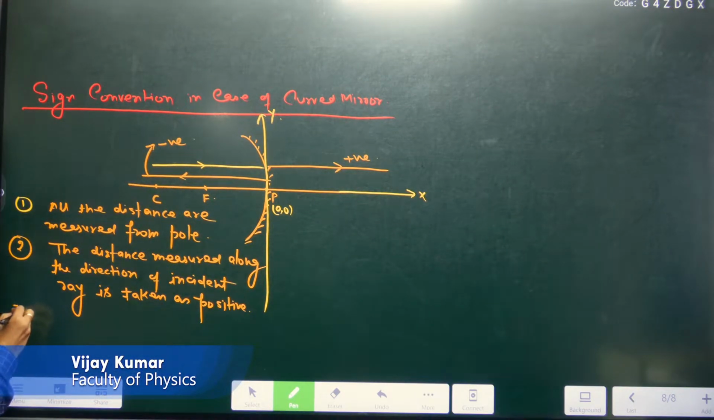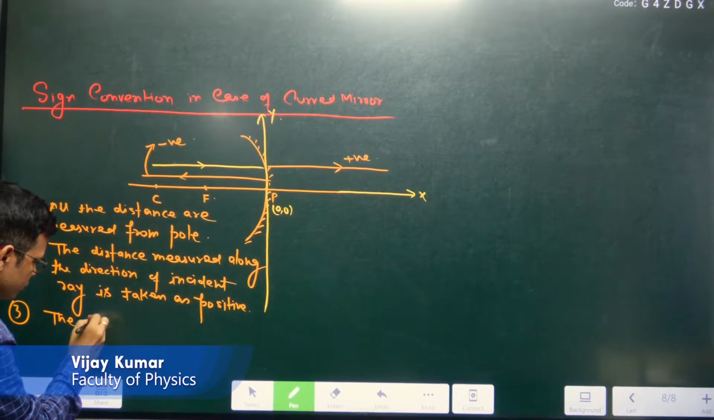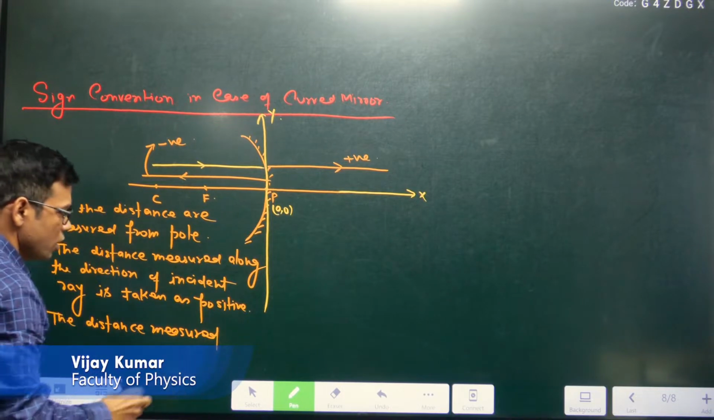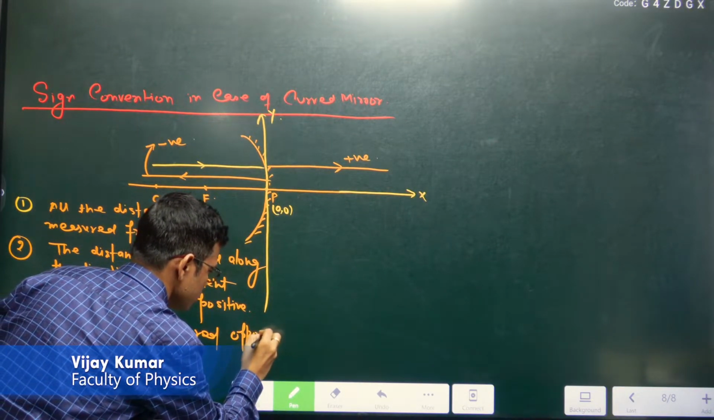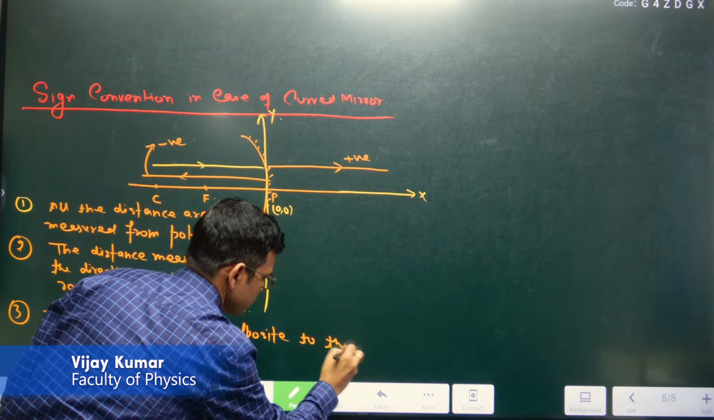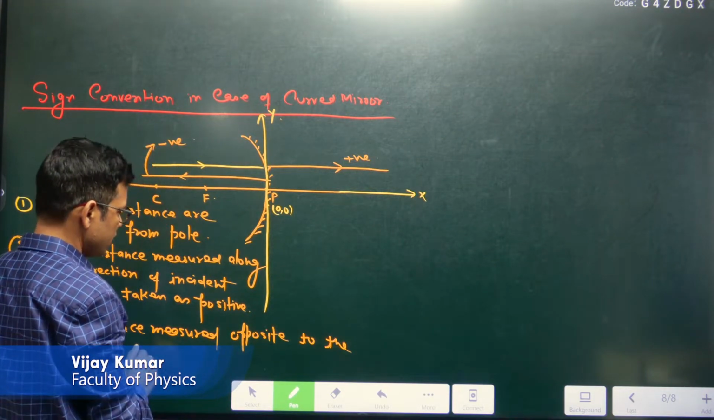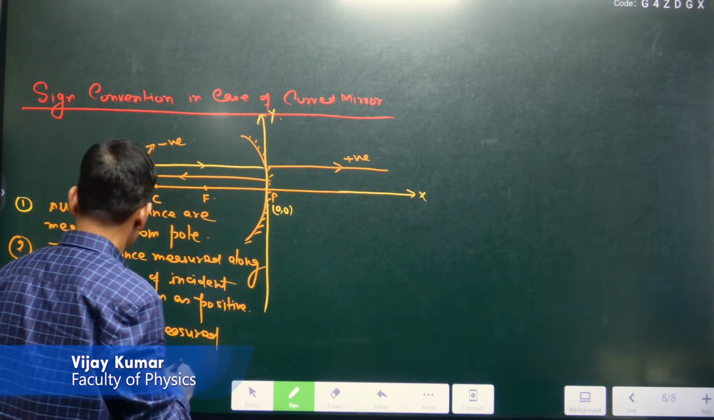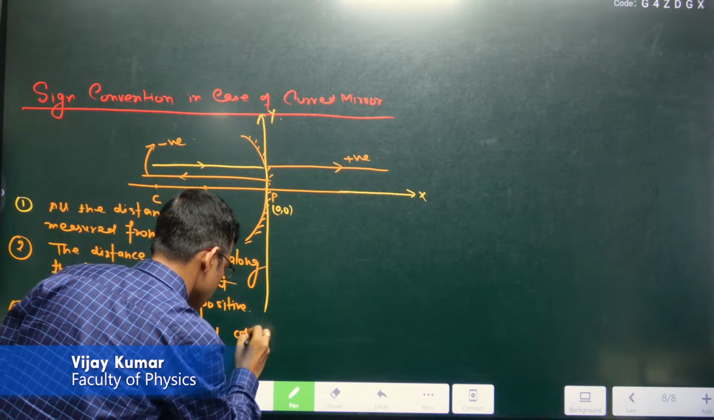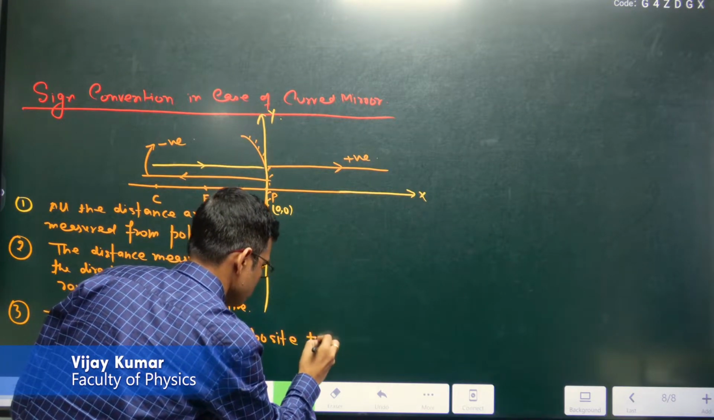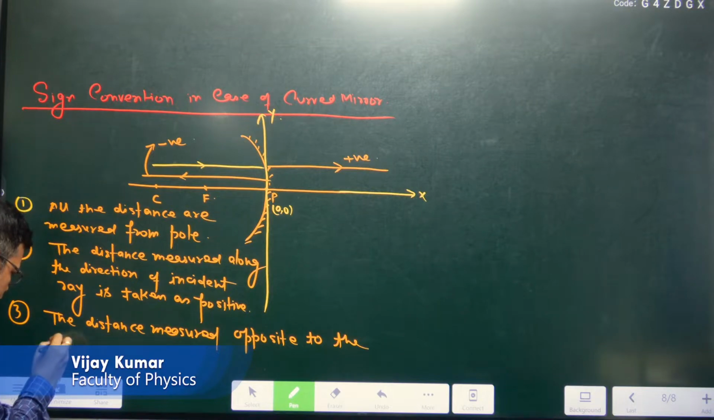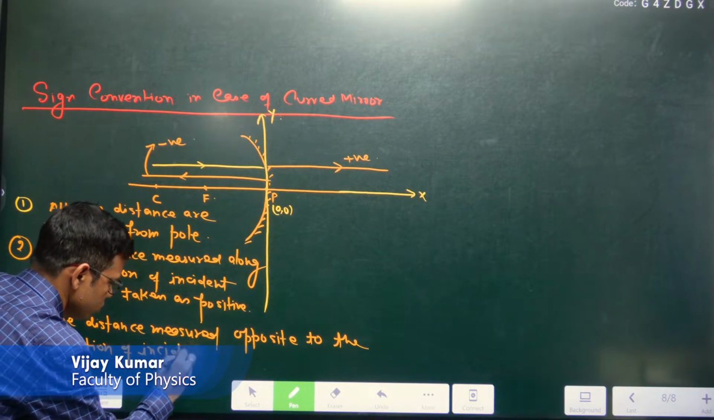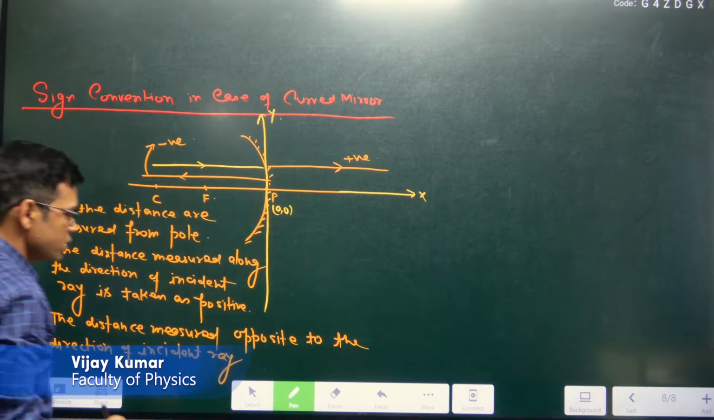So we can write the third point, that the distance measured opposite to the direction of incident ray is taken as negative.